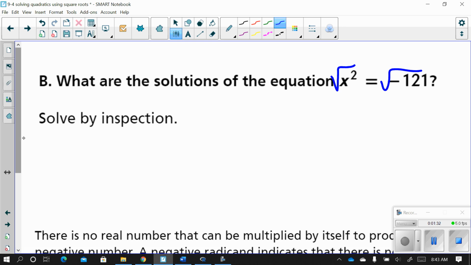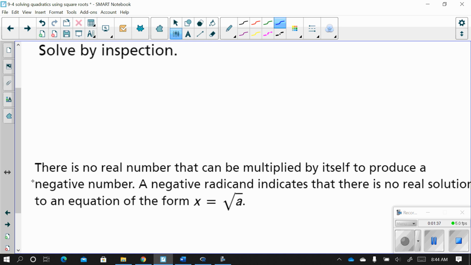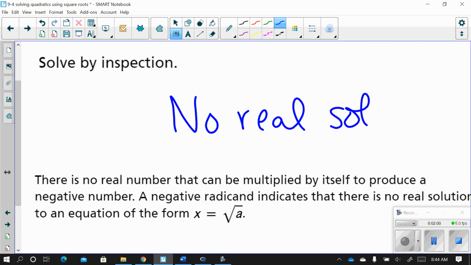No, we can't. So this is what we say: there is no real number. We have no real solution. When you get to Algebra 2, you're going to learn something called imaginary numbers that will allow you to solve that. But in Algebra 1, we just say there is no real solution. So if I have a negative underneath the square root, no real solution.